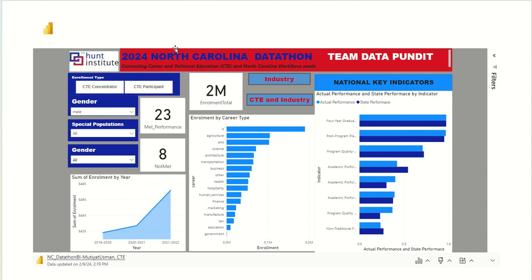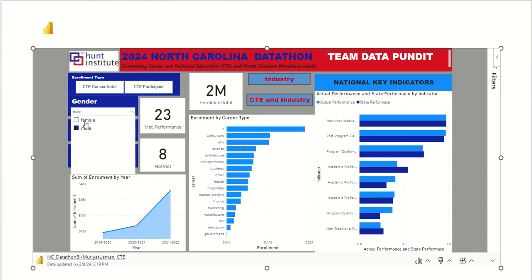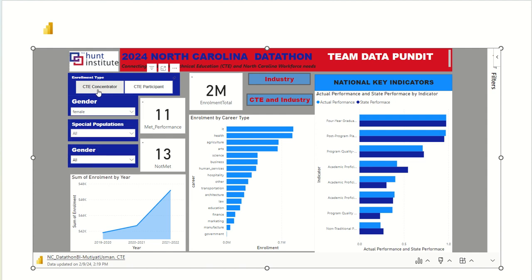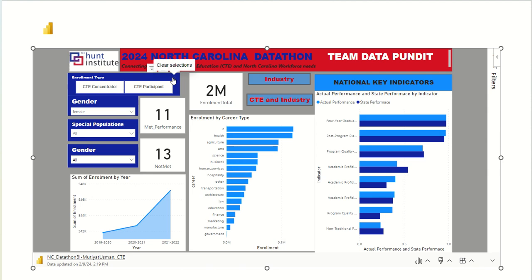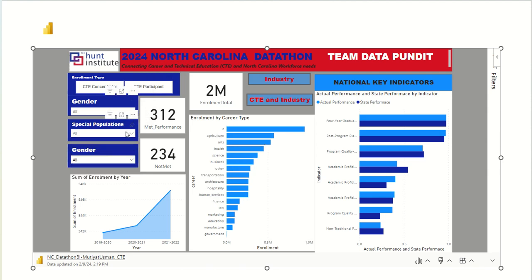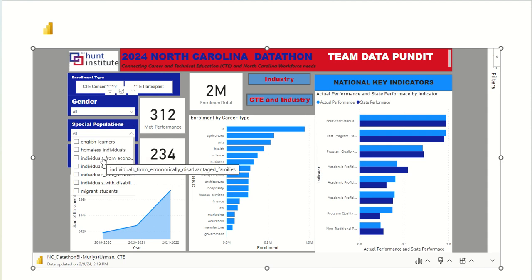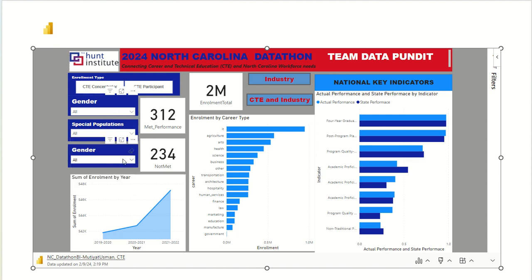The second data set here is on the employment by career type or career clusters. If you are interested in looking at the gender, you can filter by female and you see the changes. If you're interested in the participant or concentrator, you can also do that. Let me clear out those filters. You can also filter by special populations, and special populations include English language learners, homeless individuals, individuals from economically disadvantaged families, and many more.